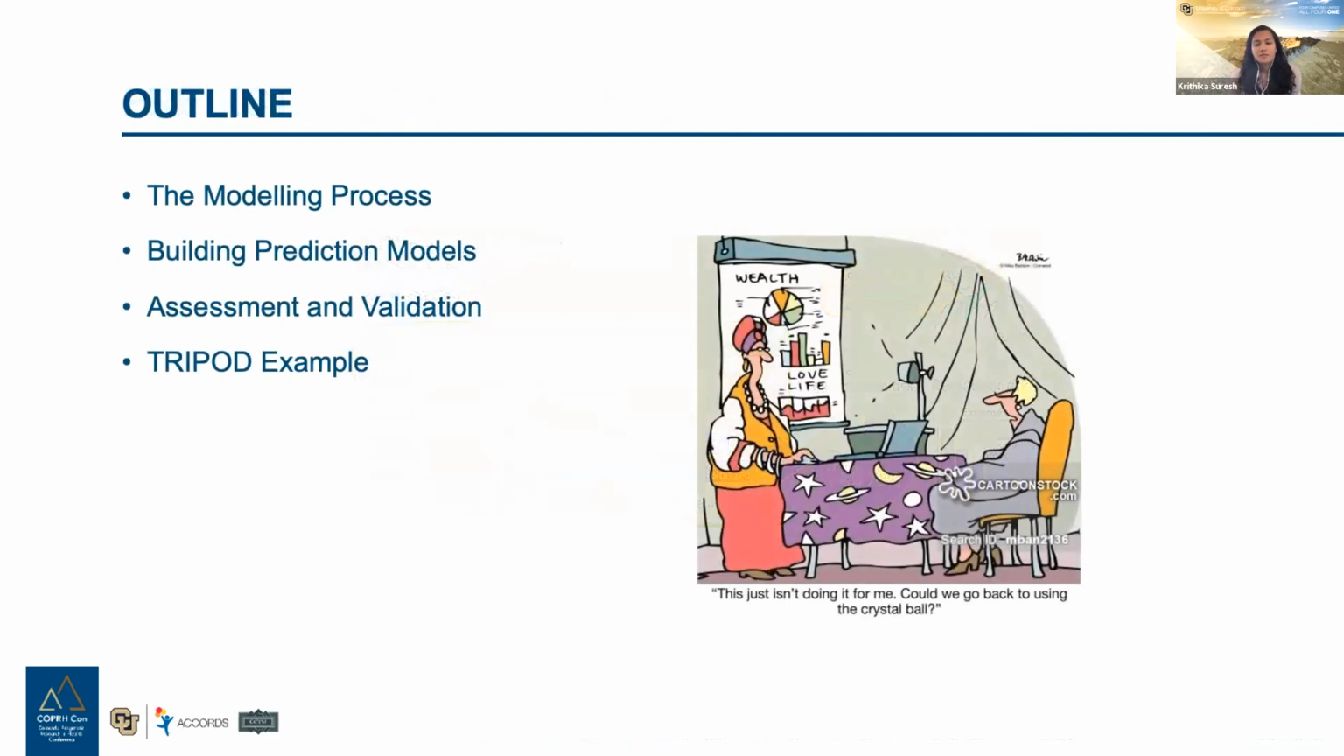In this presentation, we're going to go through a quick outline of the process of developing prediction models. We're going to talk about some of the statistical methods used for building these prediction models. Then we're going to talk about the importance and ways of assessing and validating them. Katie's going to go through an example of the TRIPOD guidelines for transparent reporting of prediction models, and hopefully you can see how all of these elements are applied in practice.